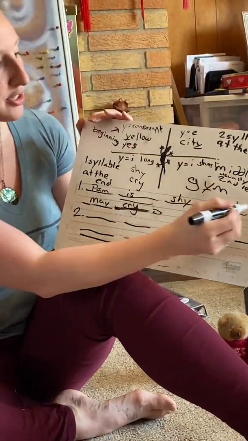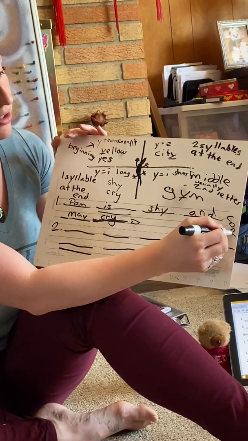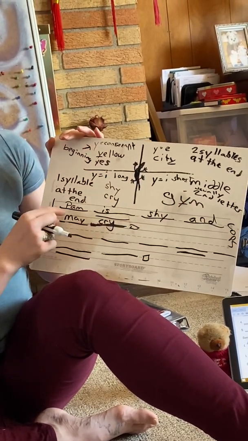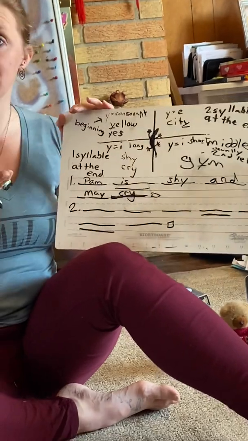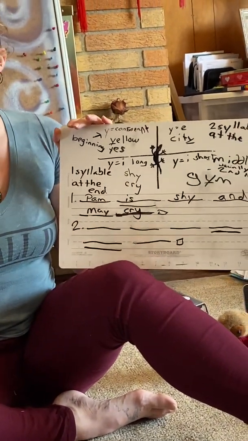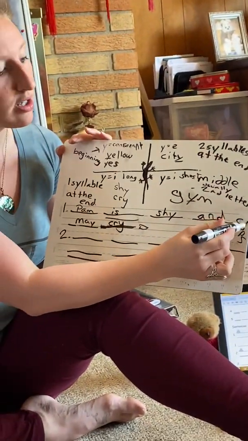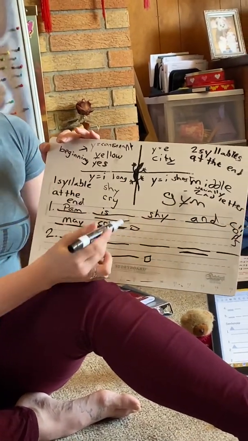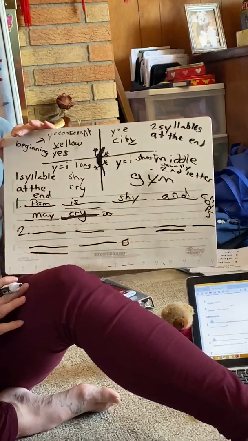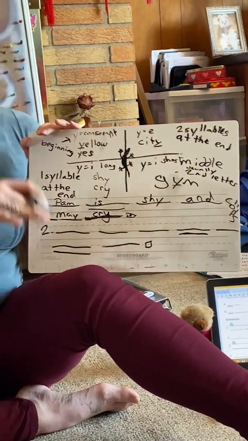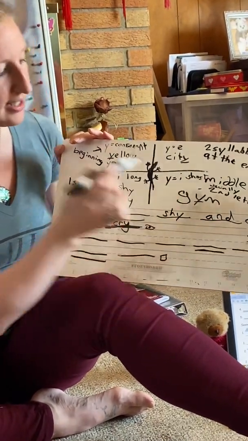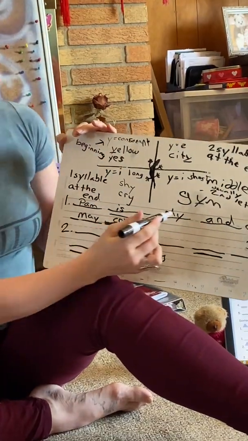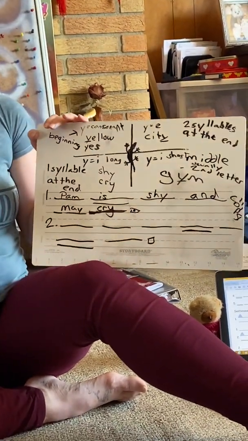So let's take a look at our cops, right? C for capital letter. Yes, Pam has a capital letter, not only because it's the beginning of a sentence, it's also a proper noun. Order, Pam is shy and may cry, makes sense to me. Punctuation, oh no, I forgot my period, right? So make sure you put your own period. And spelling, check for that spelling of shy and cry, maybe may as well.